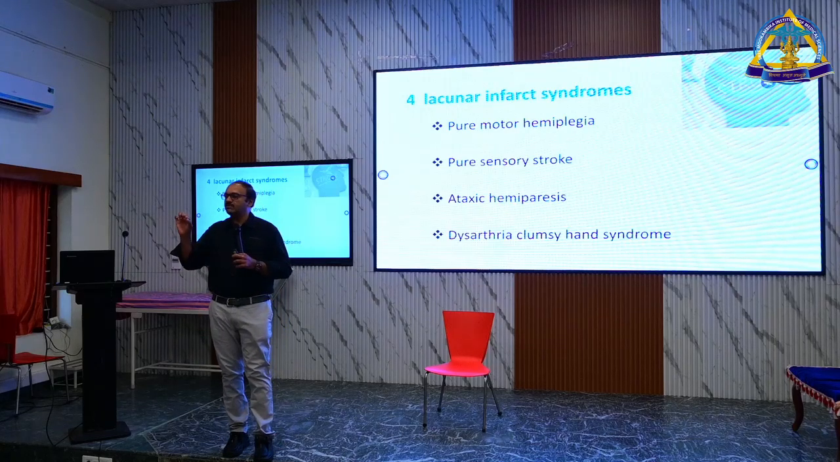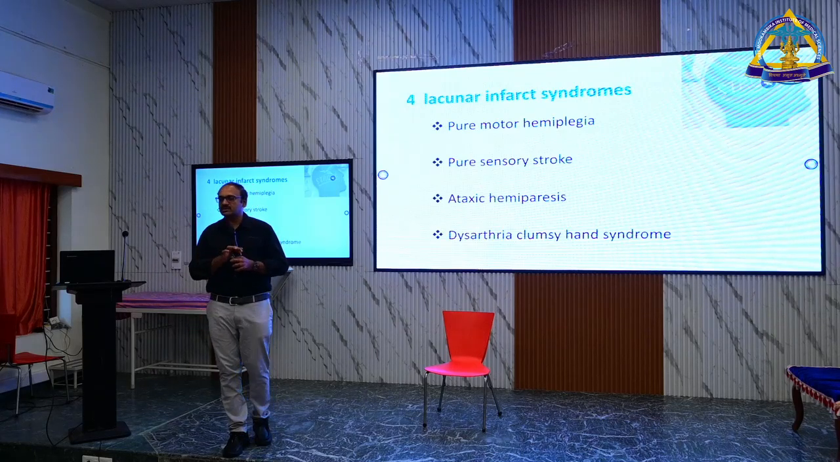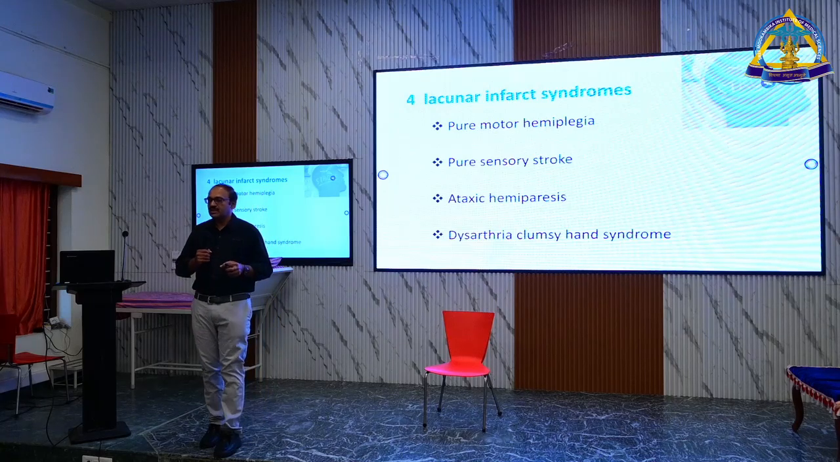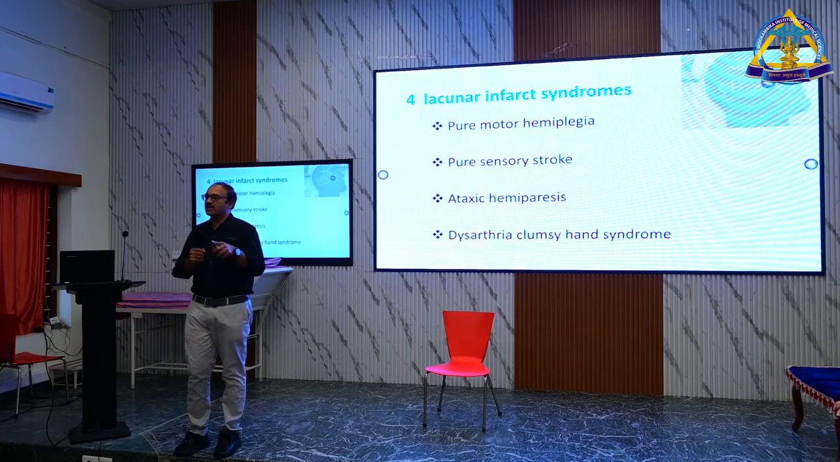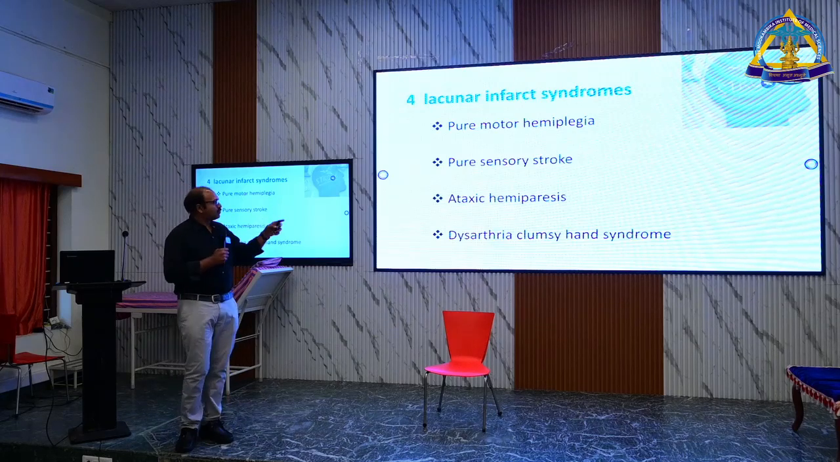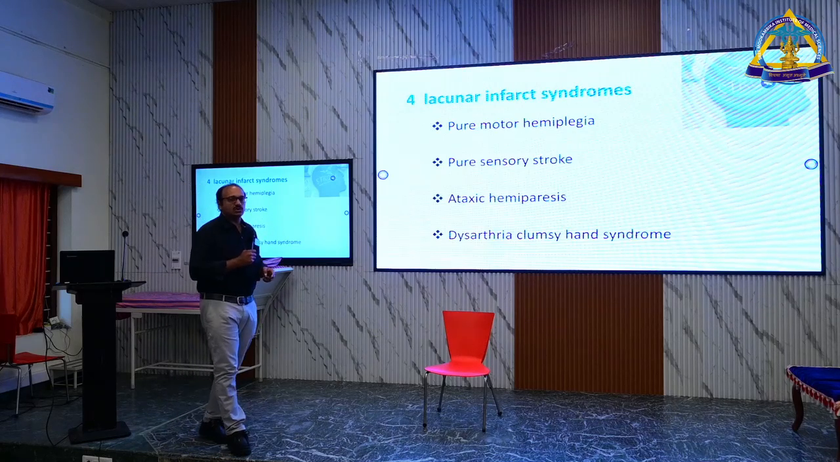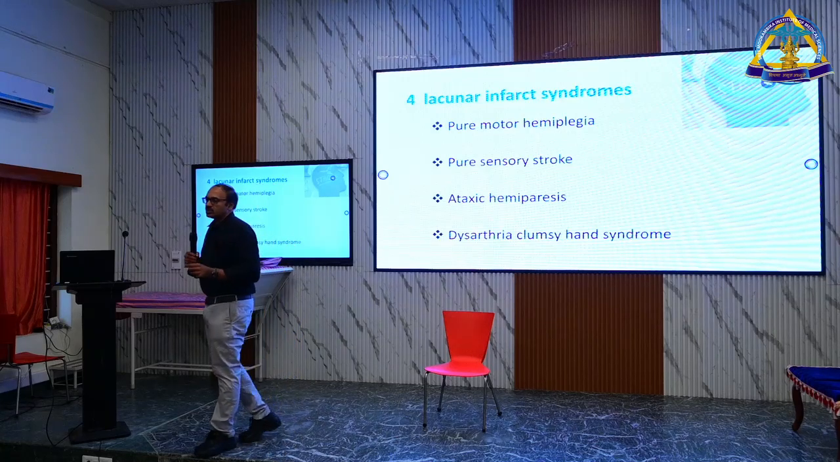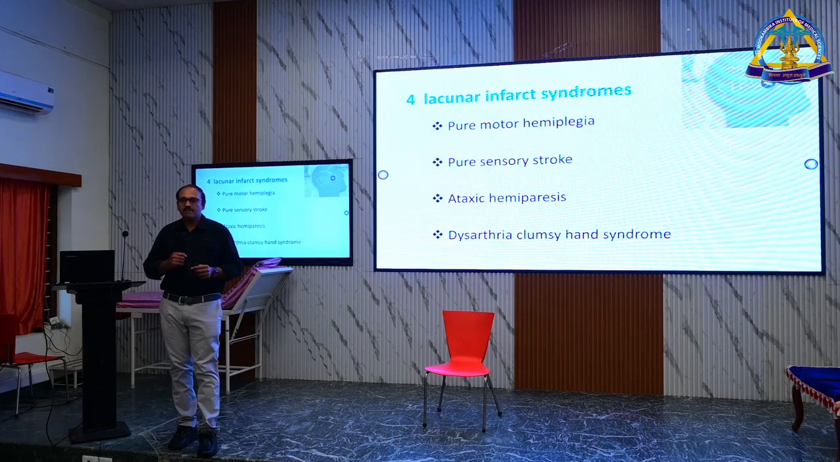Which perforator supplies the internal capsule? It is called Charcot's artery, also the artery of cerebral hemorrhage, the artery most vulnerable to hemorrhage. So both hemorrhage as well as infarct can occur in that artery. Both can result in that pure motor hemiplegia. And what is pure sensory stroke? Which is the sensory relay station in the body? Thalamus. So what is the perforator supplying the thalamus?